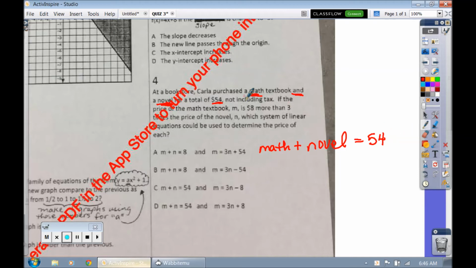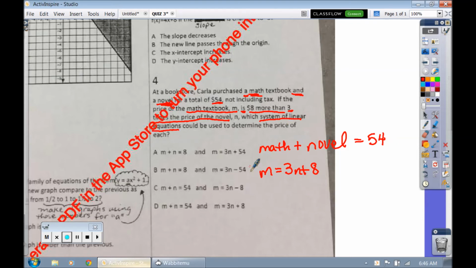If the price of the math textbook, M for math, obviously here. So M equals, 8 more than means we're going to add at the end, 3 times the price of the novel. So 3 times N. Which system of linear equations could be used to determine the price of each?